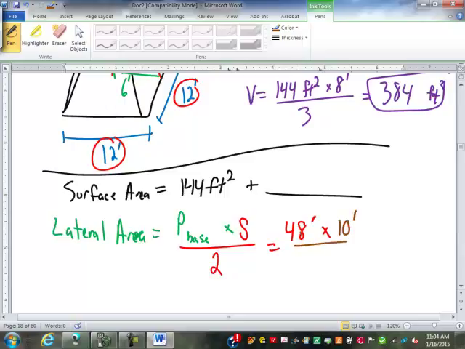Just eyeball it. So it's 48 times 10, then divided by 2, which is going to be 240 square feet is the lateral area.